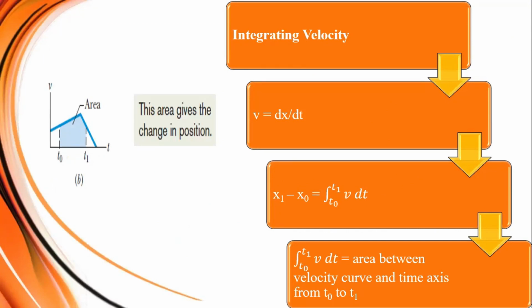Integrating velocity. Similarly, because velocity v is defined in terms of the position x as v is equal to dx over dt, then x1 minus x0 is equal to integral from t0 to t1 of v dt. The definite integral can be evaluated from a v-t graph. And how? Integral from t0 to t1 of v dt is equal to the area between the velocity curve and the time axis from t0 to t1, and you can see that in the graph.